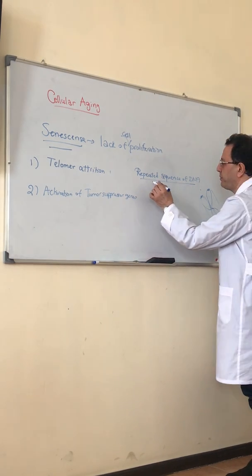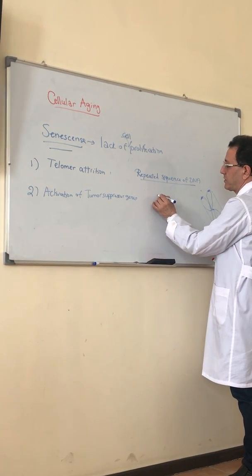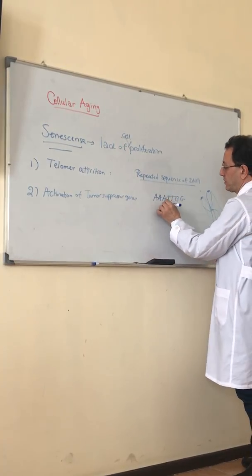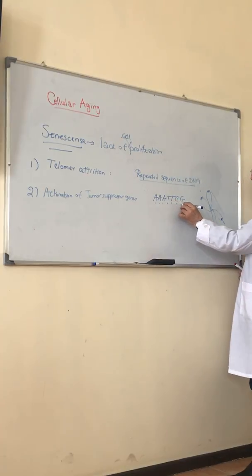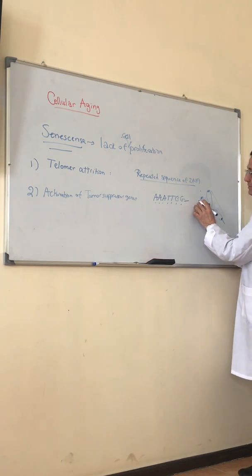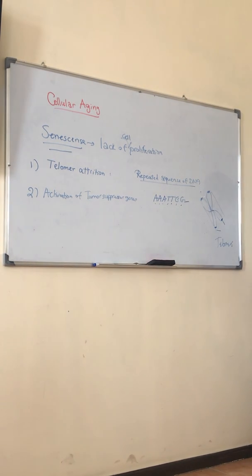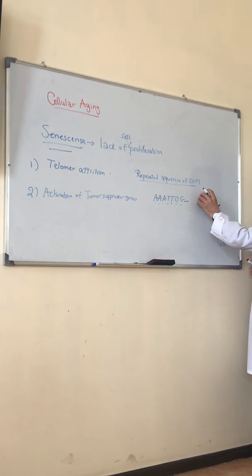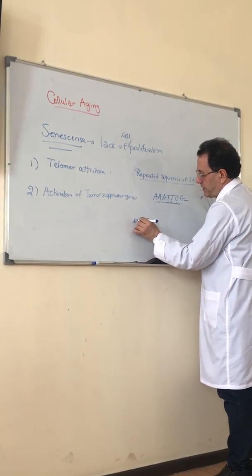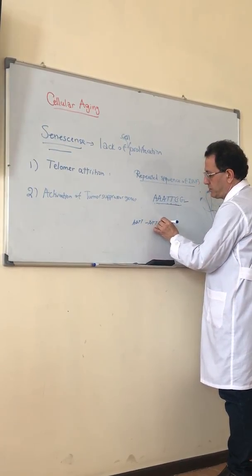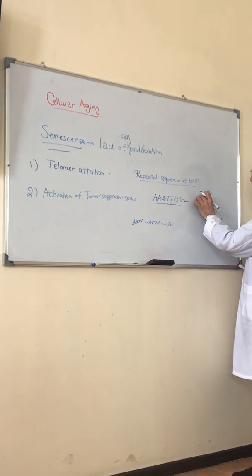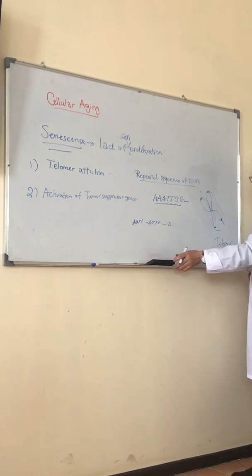So telomeres are a repeated sequence. Imagine some nucleotides as A, T, T, G, G. So these are nucleotides: adenine, thymine, thymine, guanine, guanine. This is a repeated sequence, and it is repeated, for example, 2,000 times in the telomere. This is one time, and then again A, T, T, G, G. That's why we say repeated sequence. Telomere is composed of this repeated sequence of DNA.